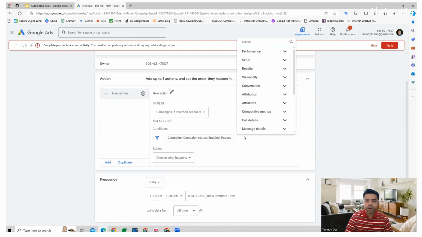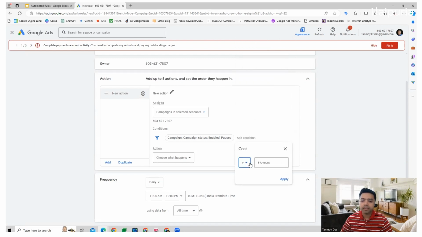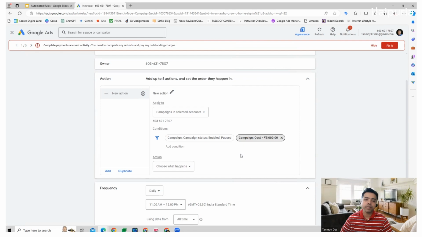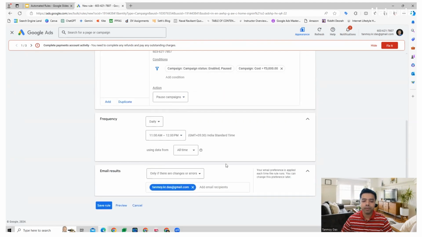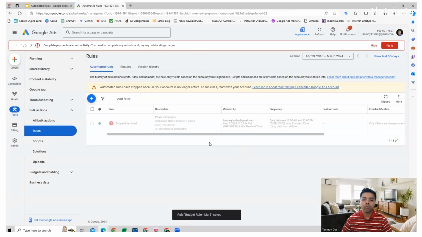We can look for spend, which is cost, and we can say that the moment the cost equals 5,000, that is when we will take the action. And the action is that we want to pause that campaign. You can choose the actions from here, and we are choosing pause the campaign, and we can create this specific rule. This rule will now check on a regular basis our account, okay? And whenever this condition is met, the action will be automatically taken.